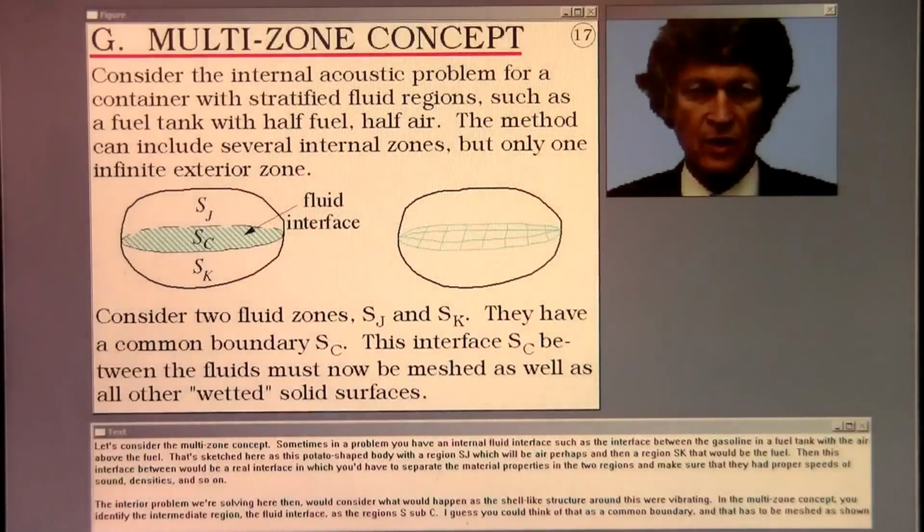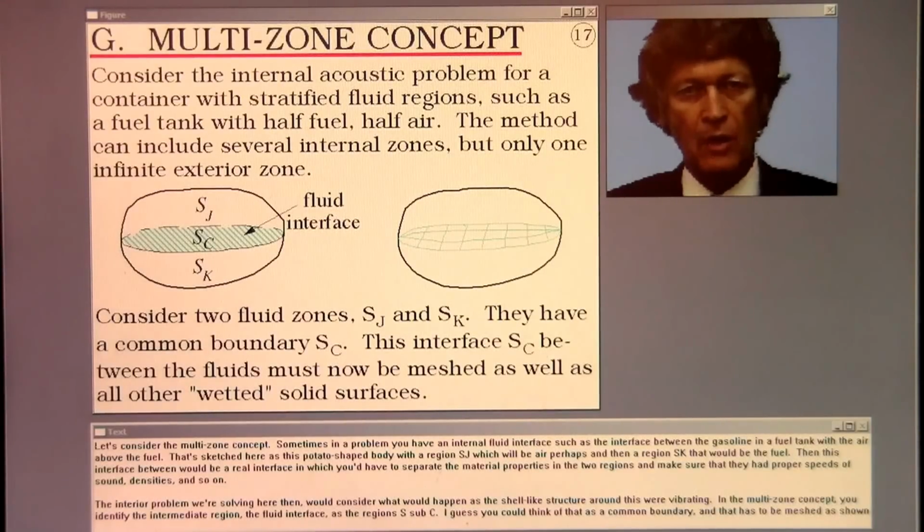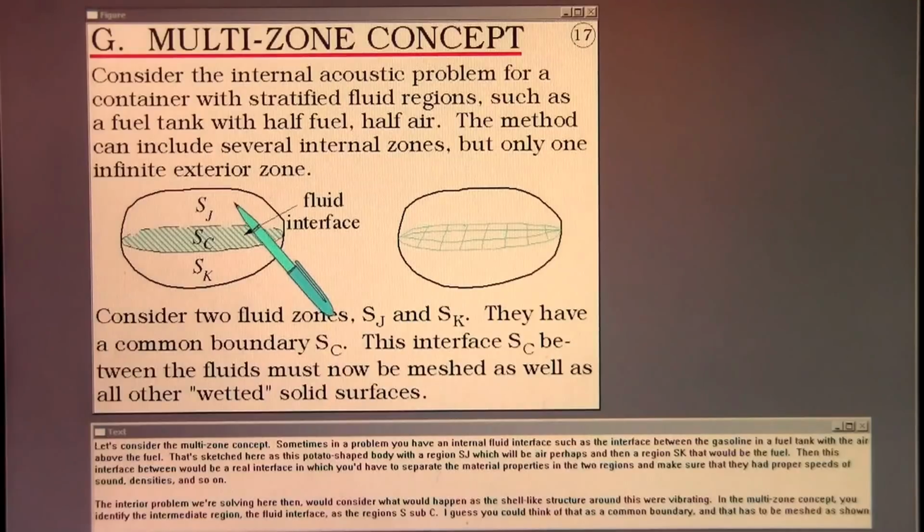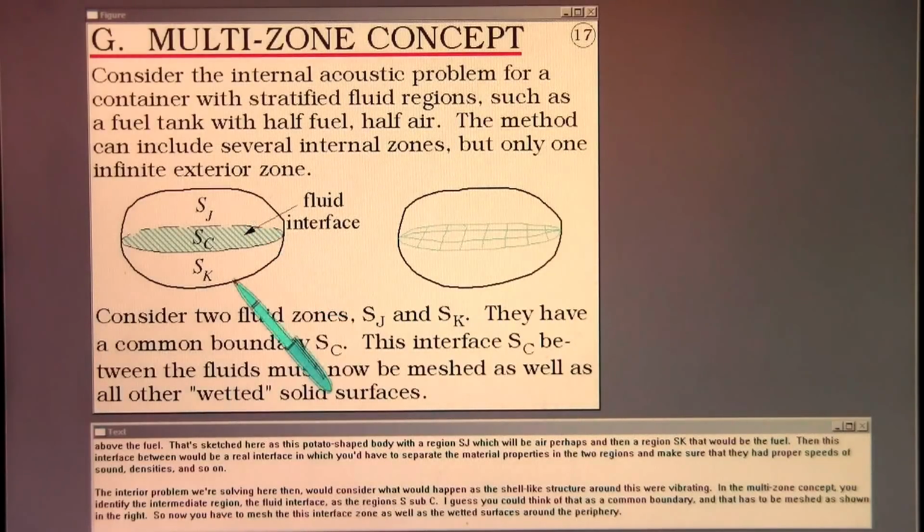Let's consider the multi-zone concept. Sometimes in a problem you have an internal fluid interface, such as the interface between the gasoline in a fuel tank with the air above the fuel. Sketched here is this potato-shaped body with a region Sj, which would be air perhaps, and then a region Sk that would be the fuel. Then this interface between would be a real interface in which you'd have to separate the material properties in the two regions and make sure that they had proper speeds of sound, densities, and so on.